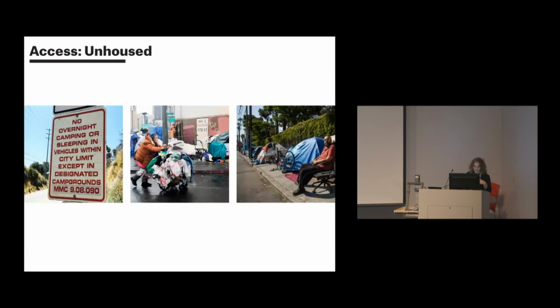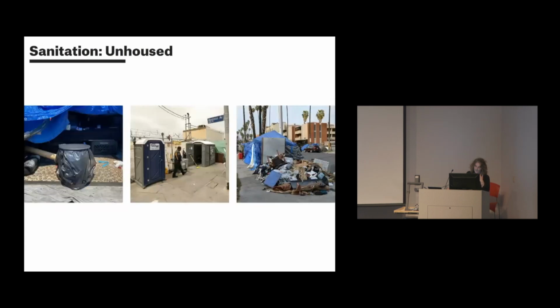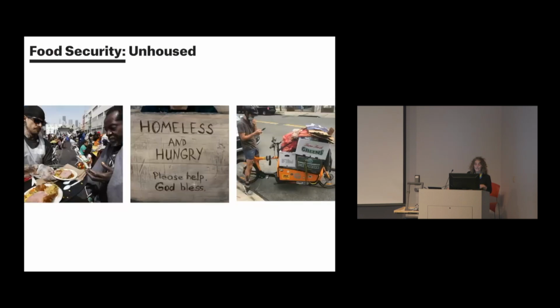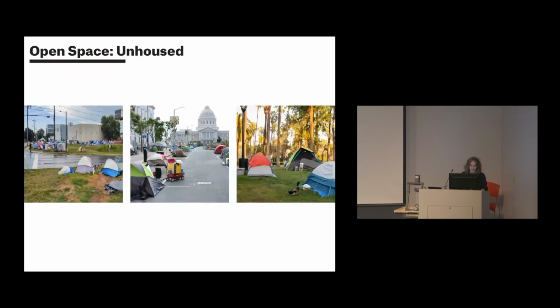Again, we see the challenges of access, provisional water supplies, improvised sanitation, again, a complete lack of food infrastructure, and of course, the same goes for housing infrastructure. In this situation, this housing is perhaps the most transitional and insecure of all of the places we've seen this evening.